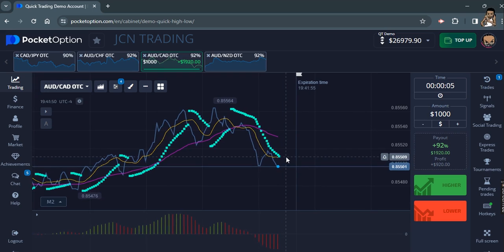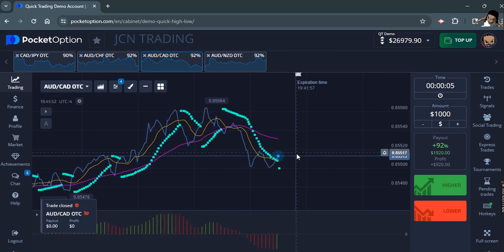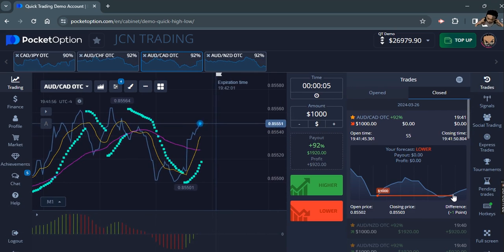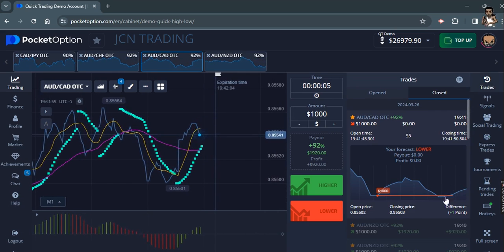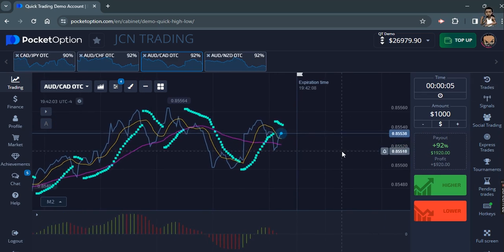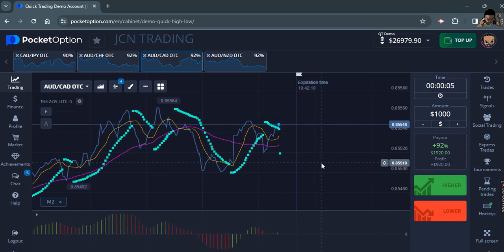And there, that was close. That was close. Let's look at that trade. I feel like we should have won that one. But as you guys can see, we were just off that tad bit. Got in at the cross. So, practice, practice, practice. Okay?